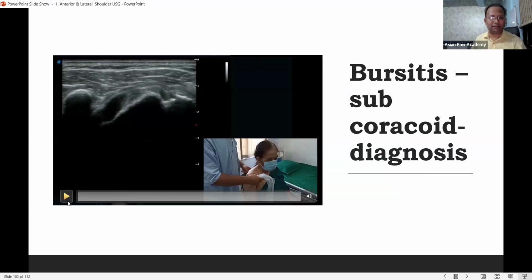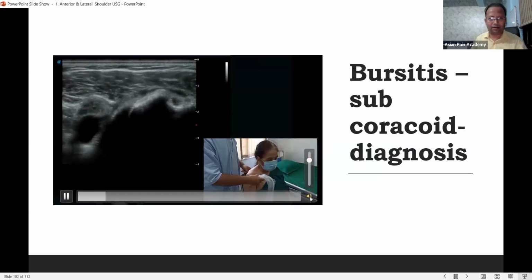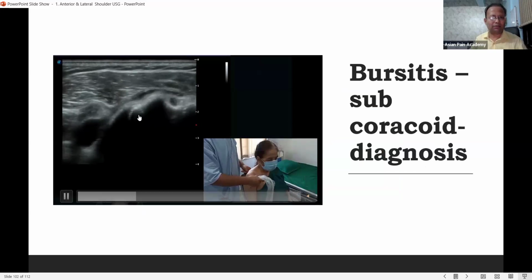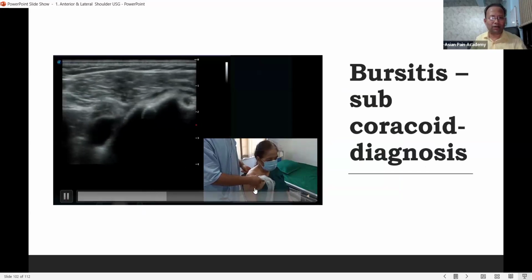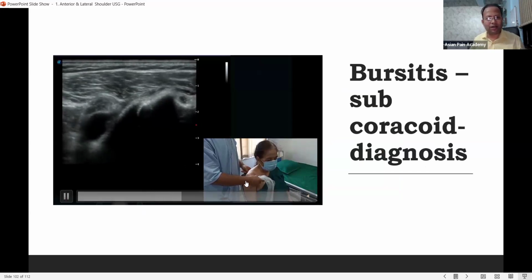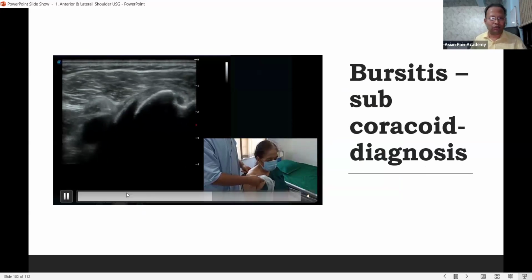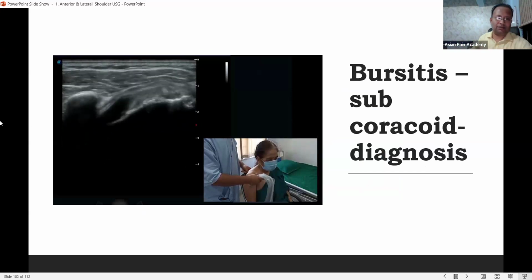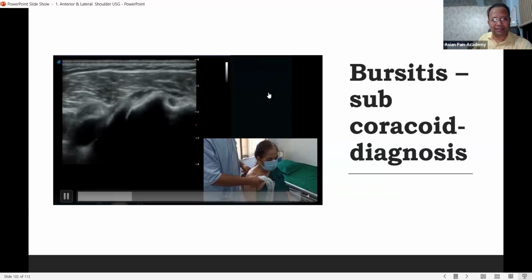Subcoracoid bursitis. If we go a bit down, then the subcoracoid bursa we can see is fluid filled. Okay, I'm just telling you. So this is the short axis view on the biceps tendon, long head of biceps. So which side is medial and which side is lateral? This side, the left side, is medial, and this side is lateral.